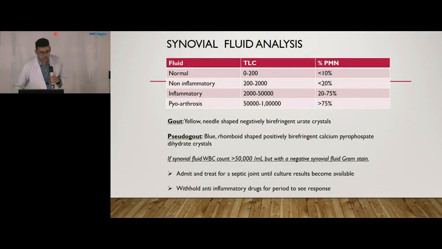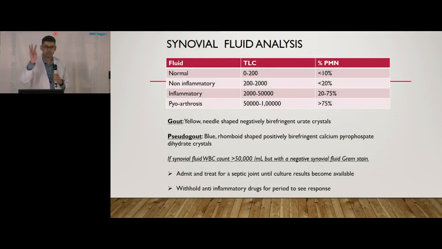The second important thing is the TLC count. What is the normal TLC count? 0 to 200, and less than 10% would be polymorphs. In the non-inflammatory group, it is 200 to 2000. These are again arbitrary differentiations. But one thing is very clear: if the synovial fluid count is more than 50,000 with negative gram stain and more polymorphonuclear leukocytes, the chances of septic arthritis are very high.